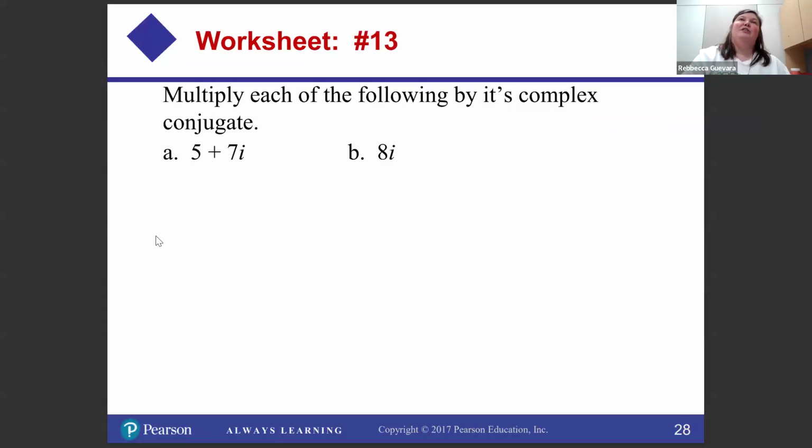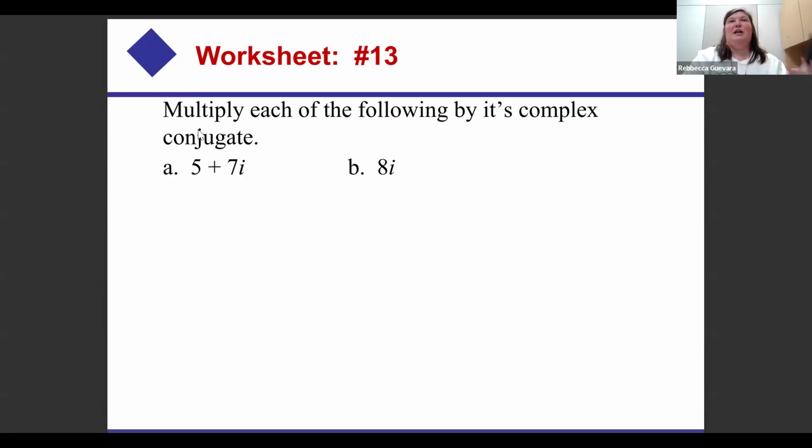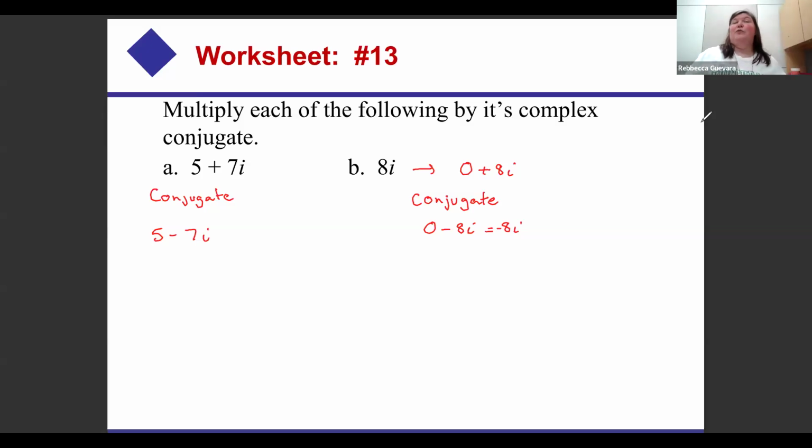But if you can, for a second, just pause and see if you can figure out what the complex conjugate of each of these would be, and then multiply by that complex conjugate. Well, first, let's start with the conjugates. So the first one was easy. We had 5 plus 7i, so its conjugate would be 5 minus 7i.